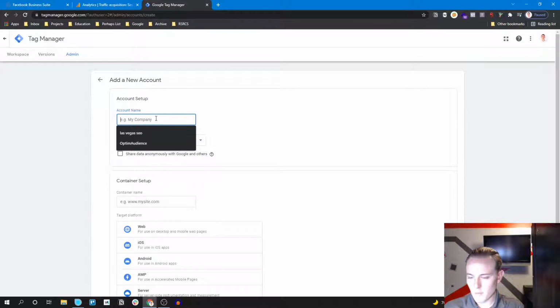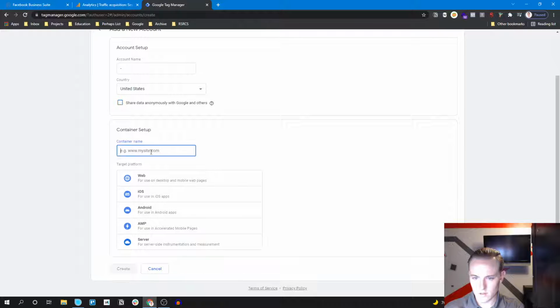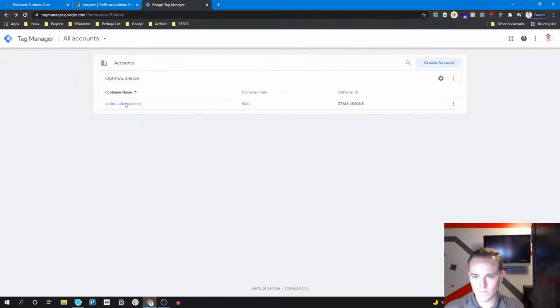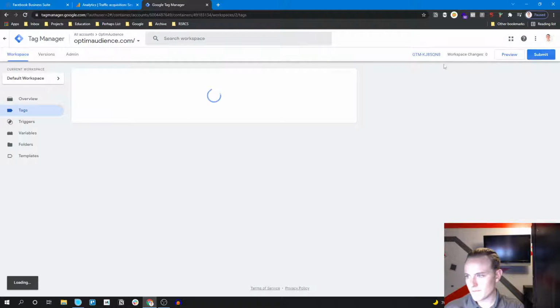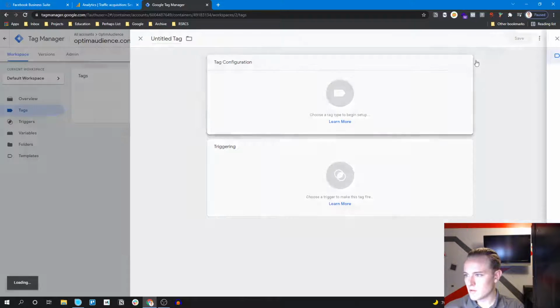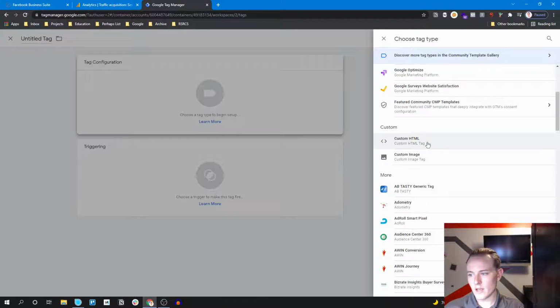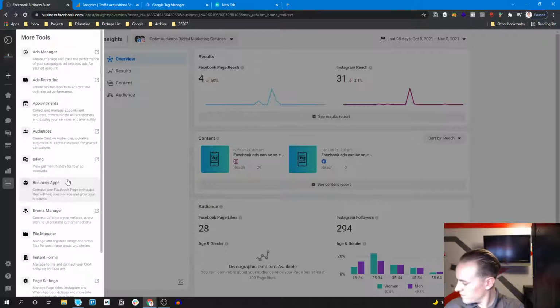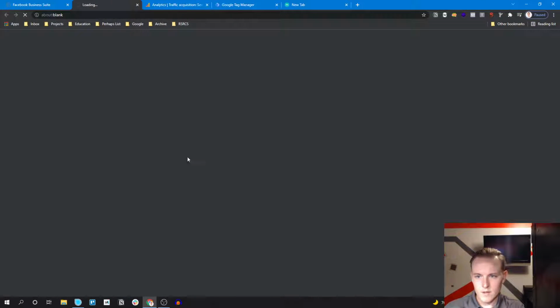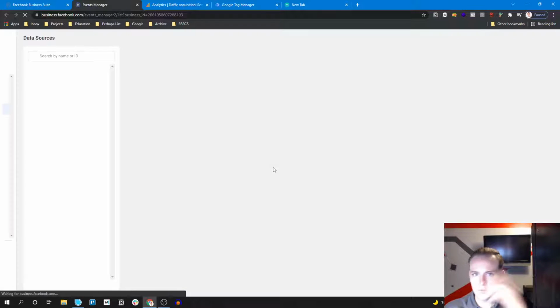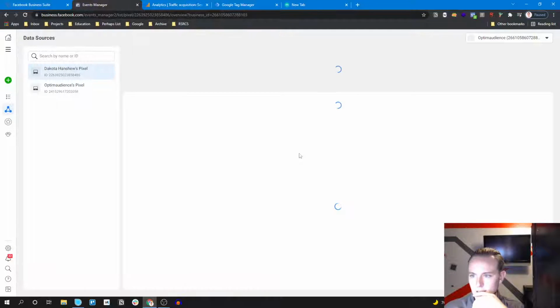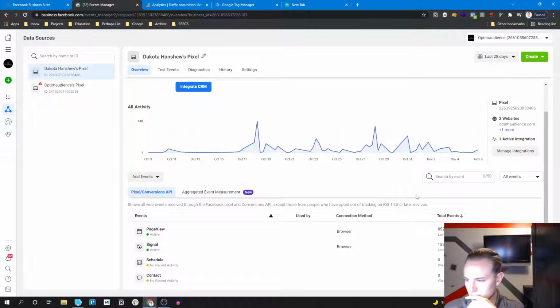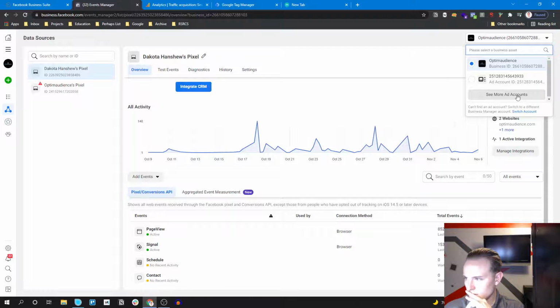We're just going to go and create an account. We'll put United States, share data anonymously. Actually, no. Let's use this for now. So tags, new. And then if you have custom HTML, that is... I'm just showing you what some custom HTML would look like, and if I can't find it right here, I'll just show you what it looks like on my website on the back end.